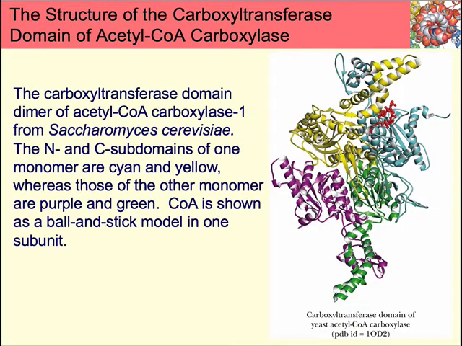The carboxyltransferase domain dimer of the acetyl-CoA carboxylase 1 from Saccharomyces is shown here. The N and C subdomains of one monomer are cyan and yellow, whereas those of the other monomer are purple and green. Coenzyme A is shown as a ball and stick model in one of the subunits right here.